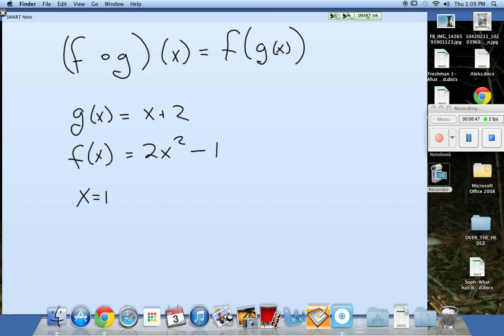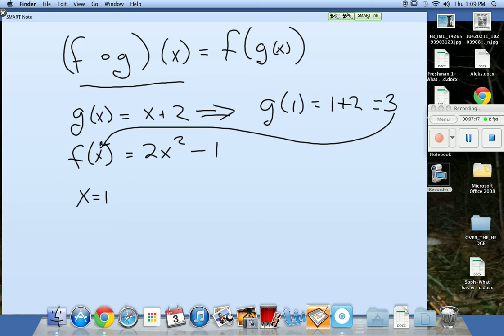Okay. If you have this here, it really means that you have g of x within f of x. So if I tell you x is 1, we're going to first put it into our g of x. g of 1 equals 1 plus 2, which equals 3. Now we're going to take that 3 and put it in here. So we've got f of 3 equals 2 times 3 squared minus 1. 9 times 2 is 18, minus 1 is 17. That would be your answer for something like this.